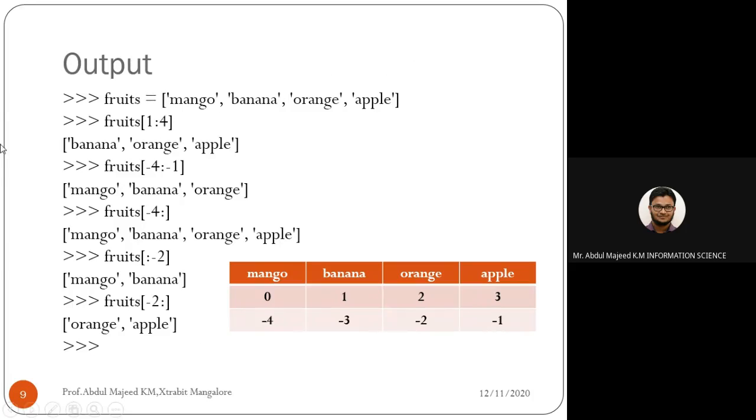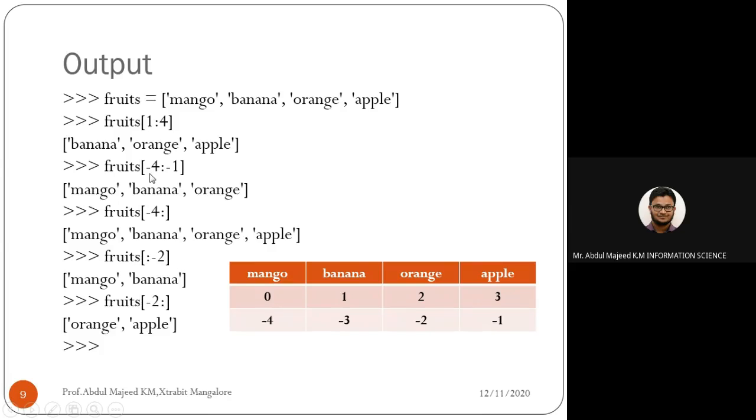So same thing, you can see the output. fruits[1:4] will return banana, orange, apple. Starting from index 1: 1 banana, 2 orange, 3 apple. So we got the result banana, orange, and apple.